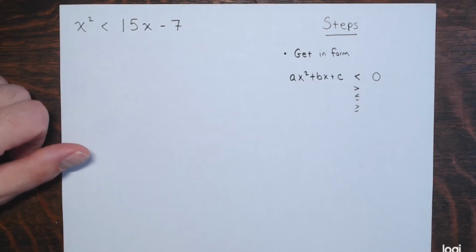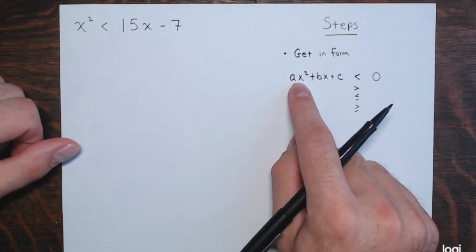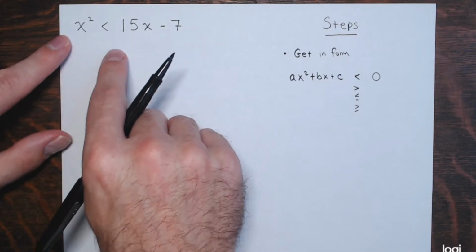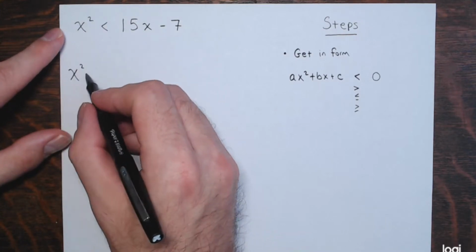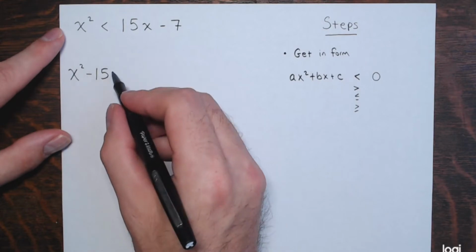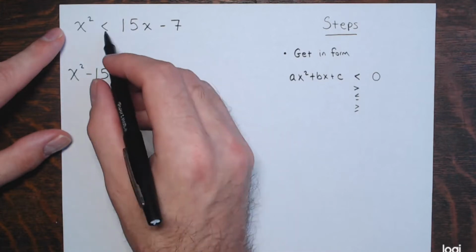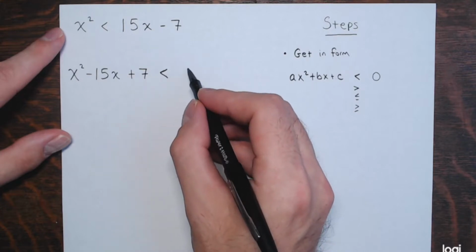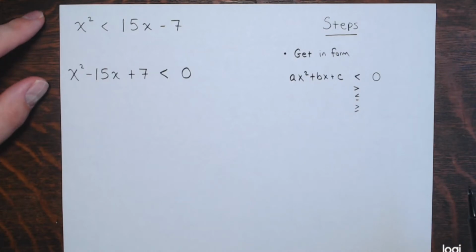Now me personally, I like having a positive coefficient on the x squared term. So I'm going to leave x squared where it is on the left side, and then take away 15x and add 7. So we get x squared minus 15x, then plus 7, and then all I did was subtract and add, so the inequality symbol doesn't change, so that still is less than, and then I have 0 on the other side. Right, so that's the first thing. Get everything on one side, 0 on the other.